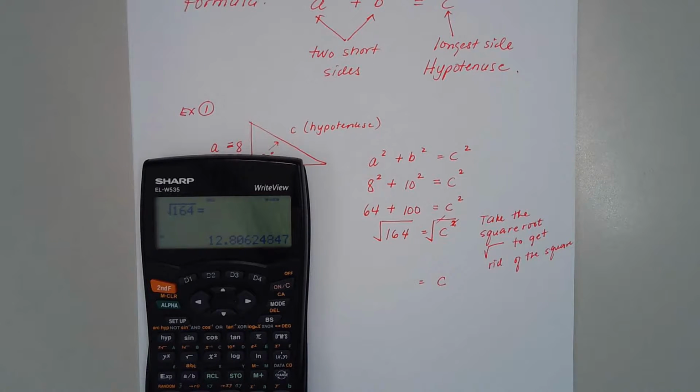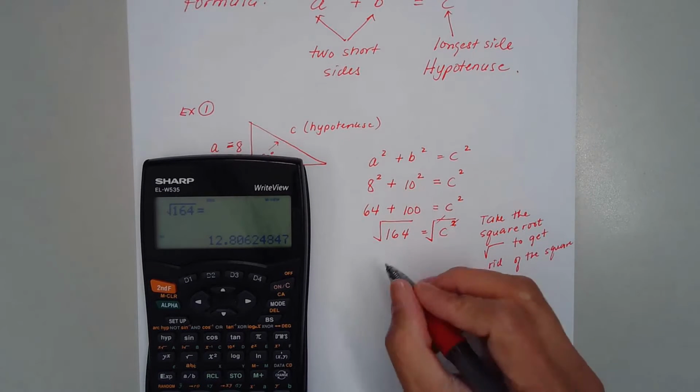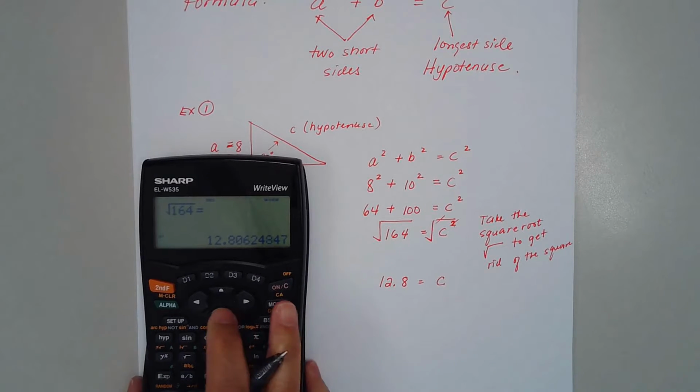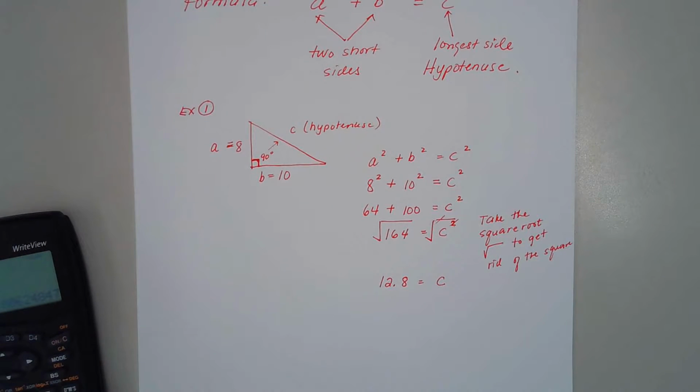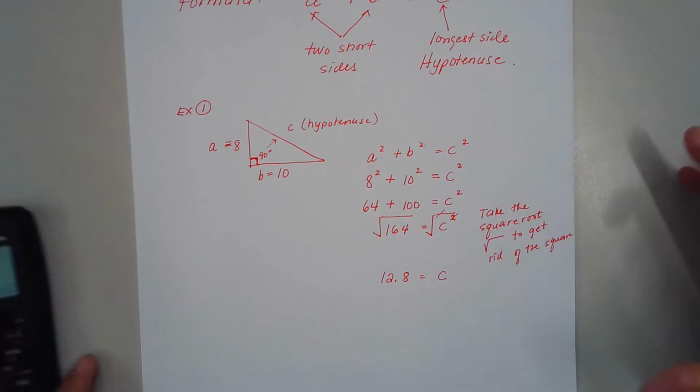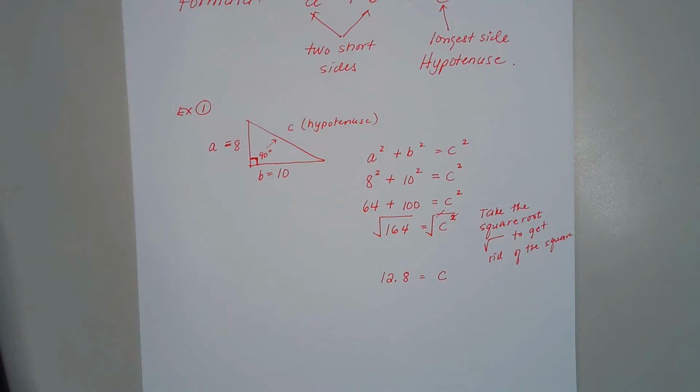I got 12.8. You get 12.8? Okay, so this is our first example. We're going to do a few more. Did everybody get 12.8? Yeah? Everybody got 12.8? Good.